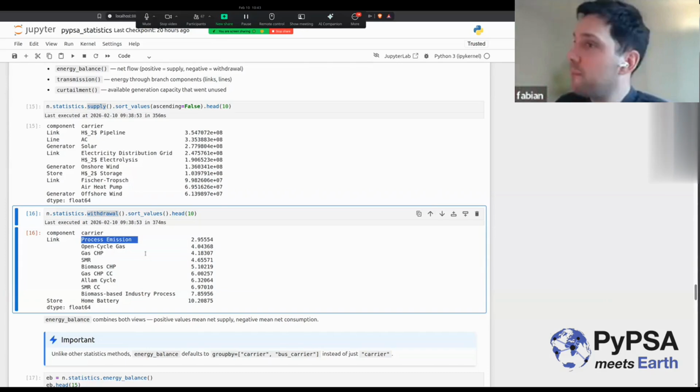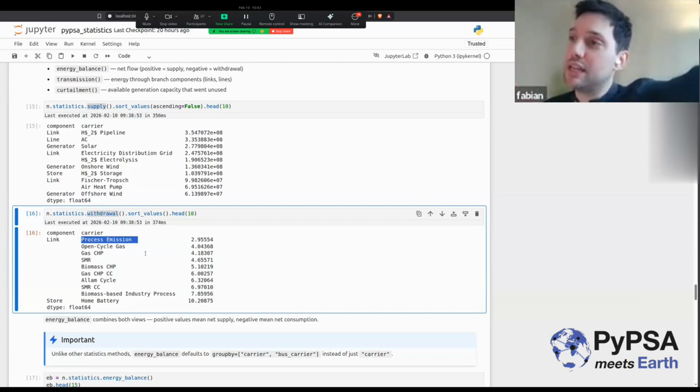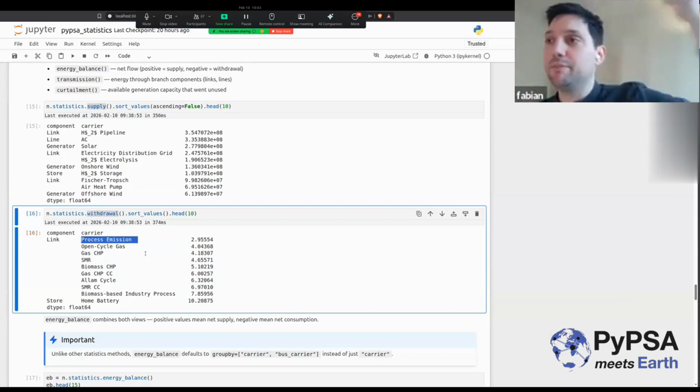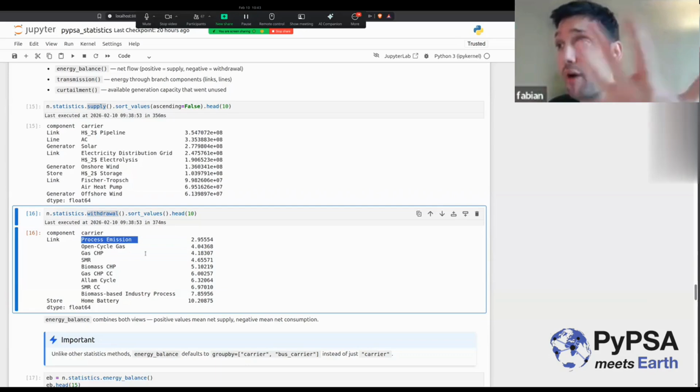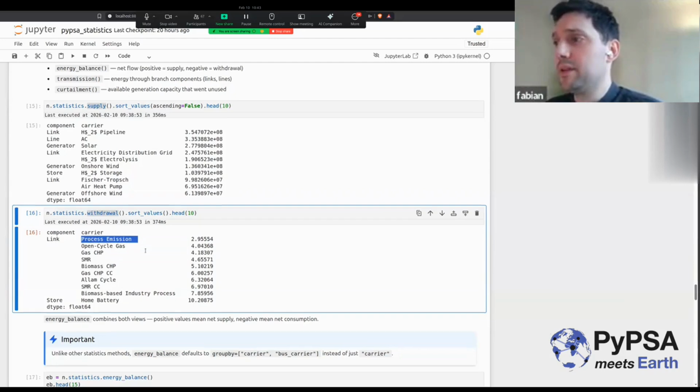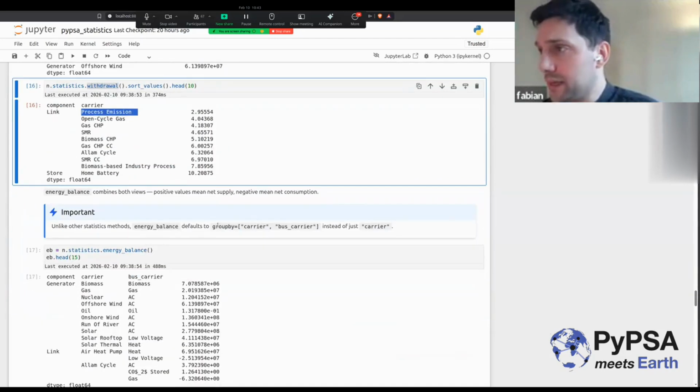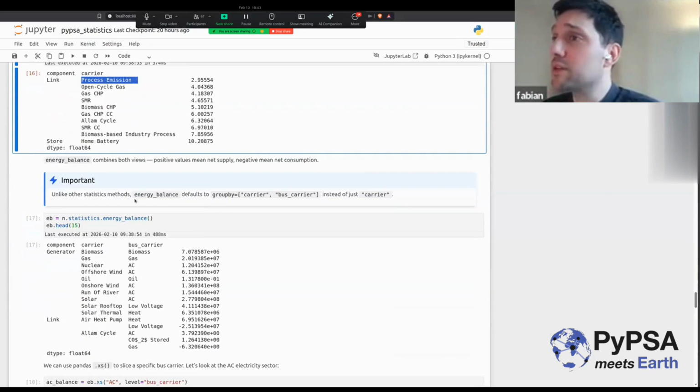It's an emission from, I guess this is now some sort of generator that produces these process emissions and then puts it into the atmosphere. So it's withdrawing from that process emission bus and puts it to the atmosphere. So this aggregation by carrier here in this case is not super straightforward. It's often helpful to use then also the bus carrier argument in the group by argument. And this is what also the default is for the energy balance.